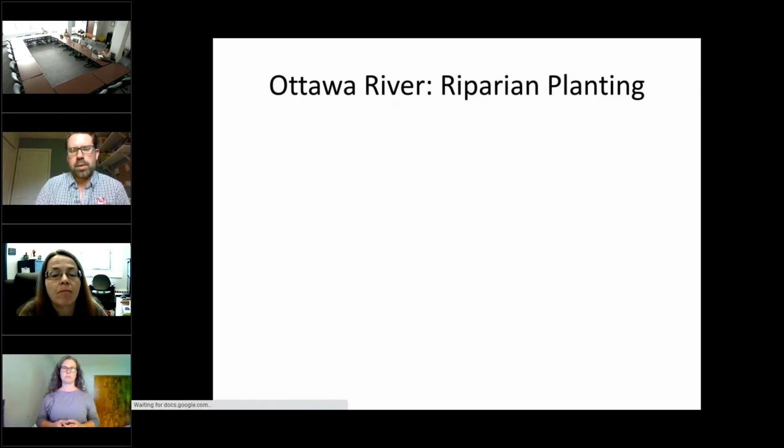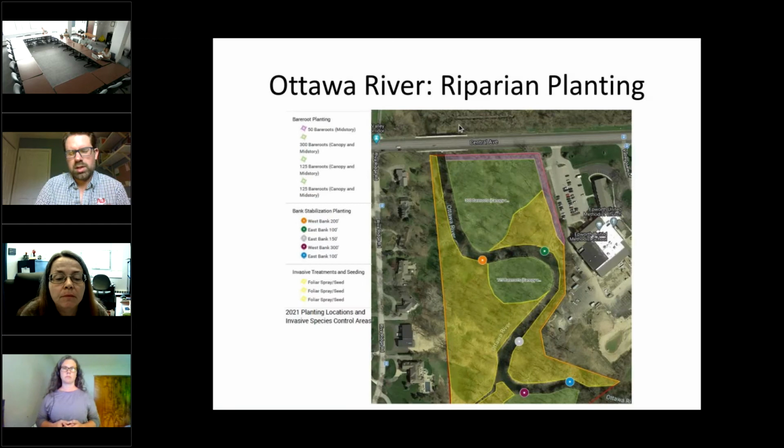Here's a quick map to show you the location. This is on Central Avenue, directly downstream of Wildwood Metro Park. It's a 15-acre site along the Ottawa River. And this map just shows the diversity of things we did, from bare root planting to seeding and invasive species control and other stuff. So it's a great project. It's ongoing. I think it captures how using native plants can really help out in these cases.